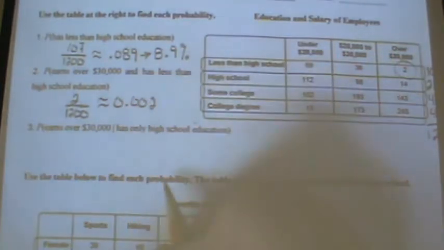Again, dividing that out, we're going to get a decimal. And you'll get 0.002, which when we go to a percentage, we get 0.2%.